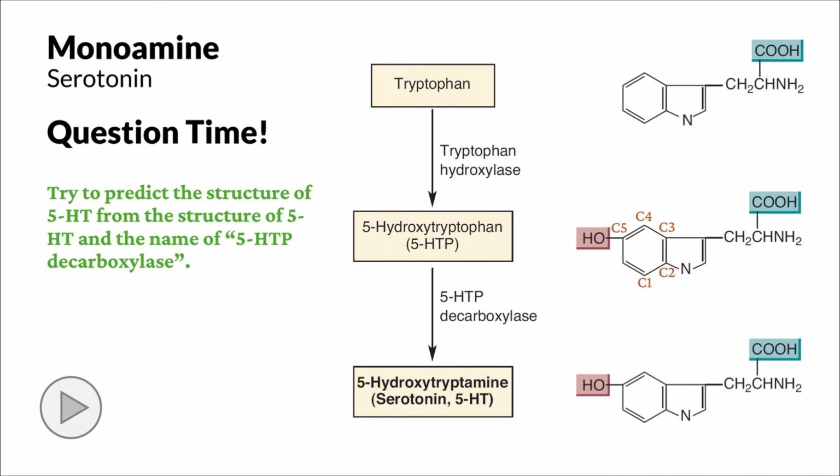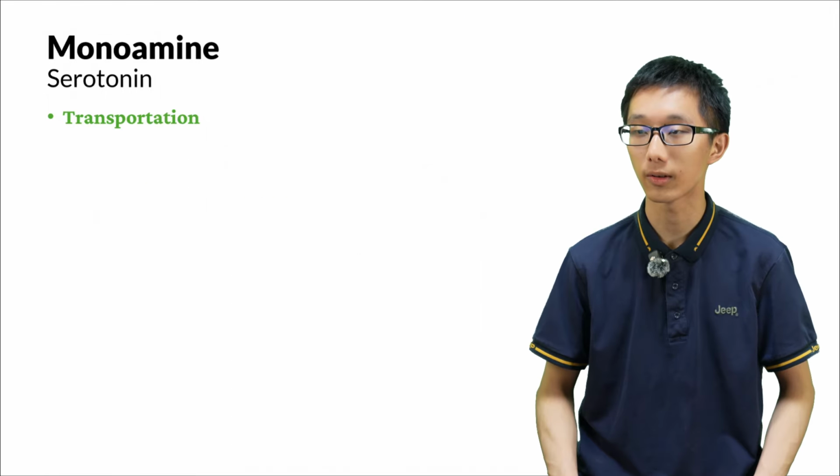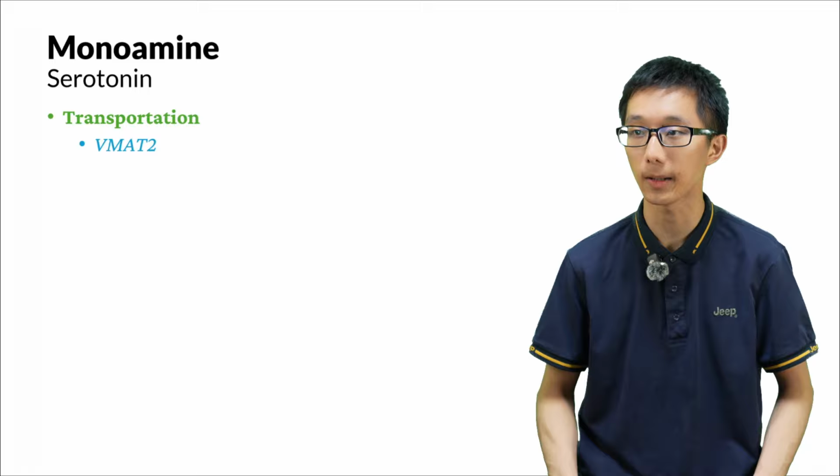Well, here is a copy of 5-HTP. The decarboxylase enzyme just gets rid of the carboxyl group. Therefore, erasing the carboxyl group, we get this. This is our dear serotonin. The transportation of serotonin depends on VMAT2 as well, because it is also a monoamine, MA. Its receptors are mostly metabotropic.